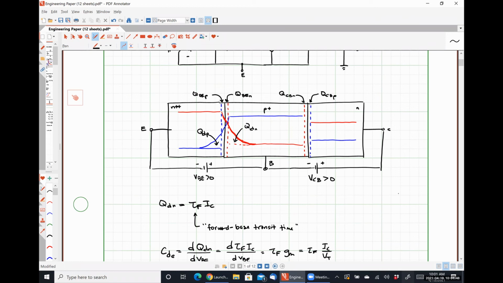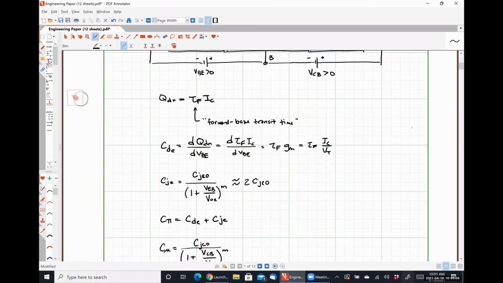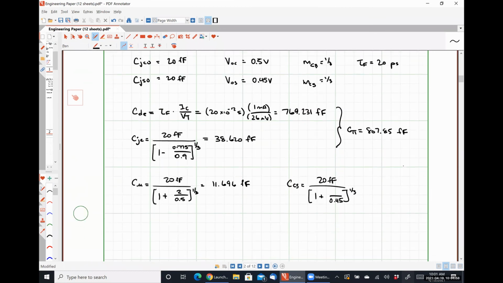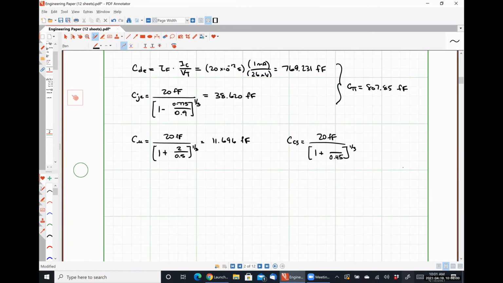Treating our emitter as our reference, the collector voltage with respect to ground is just VCB plus VB, or 2.775 volts. And this is going to give us a value of 10.373 femtofarads.